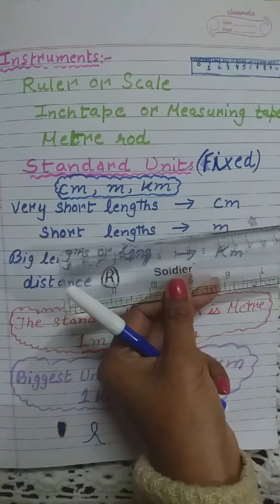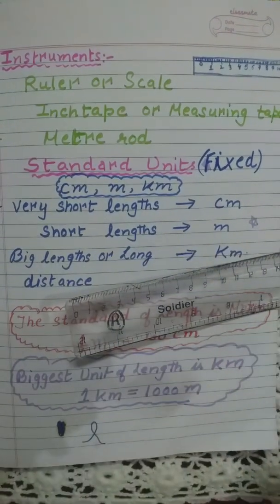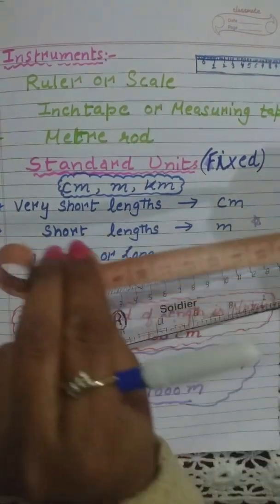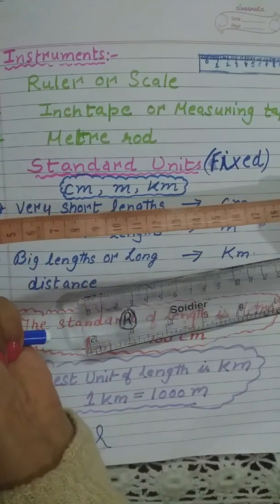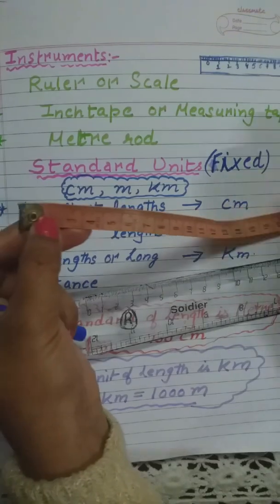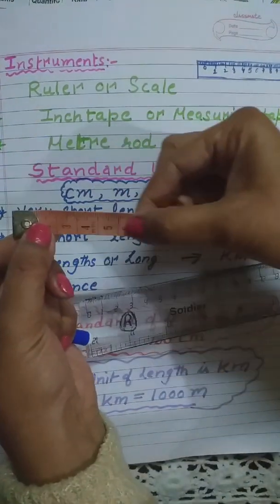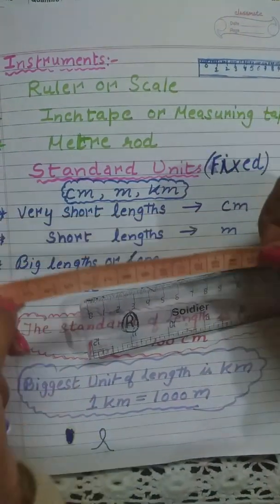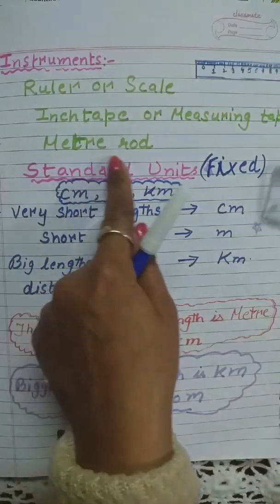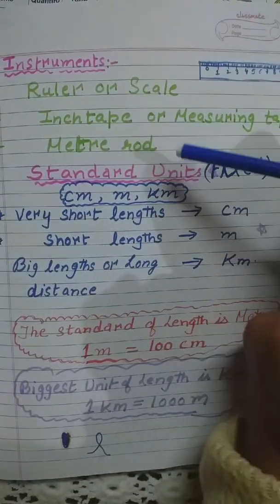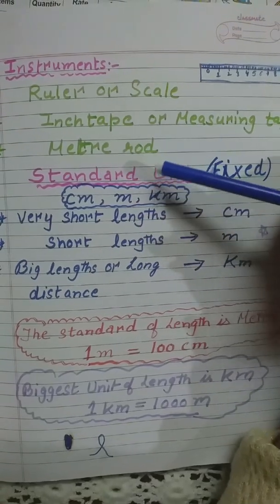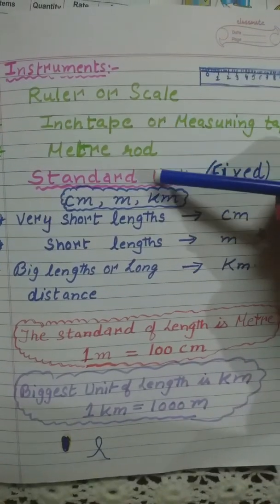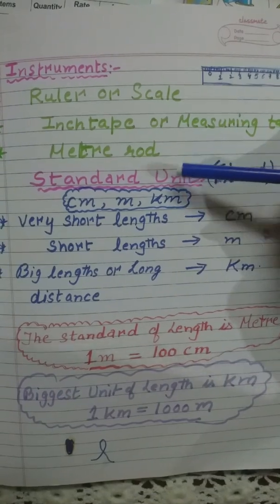Next one is your inch tape. All of you might have seen an inch tape at the tailor's shop. So this is used to measure the length of cloth. There is also marking on it and these all are showing centimeters. Okay, so we have a meter rod also. The meter rod is also used to measure the length of longer cloth. So these are the instruments we use to measure the length of different objects.